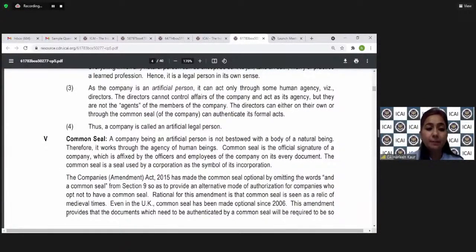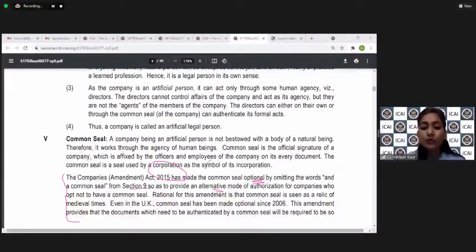It says the Companies Amendment Act 2015 made it very clear that the company seal is now optional. Optional means if you want to use it, you can; if you don't want to, you don't have to. By omitting the words "and common seal" from section 9. Section 9 gives you all the features of companies, and the words "and common seal" have now been removed. An alternative has been given: you can simply use your signatures instead of having a common seal. So the common seal has been made optional.